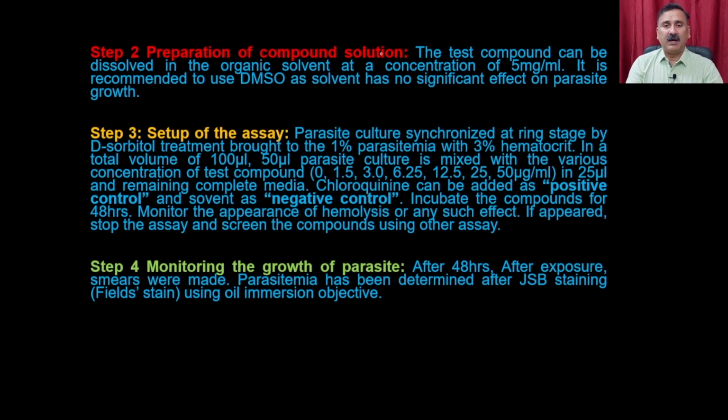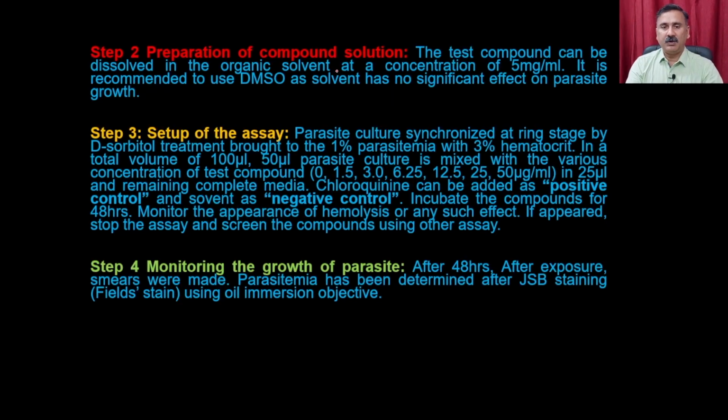In step 2, you are going to prepare the inhibitor compounds. Most of these inhibitors are soluble in organic solvents, sometimes they are soluble in water also. So you are going to dissolve them according to the solvent, and you are going to ensure that the solvent concentration is such that it should not affect the parasite growth on its own. Then in step 3, you are going to set up the assay. You take the ring synchronized parasites and incubate them with the inhibitor, and as a negative control, you add only the solvent. As a positive control, you take some of the known inhibitors.